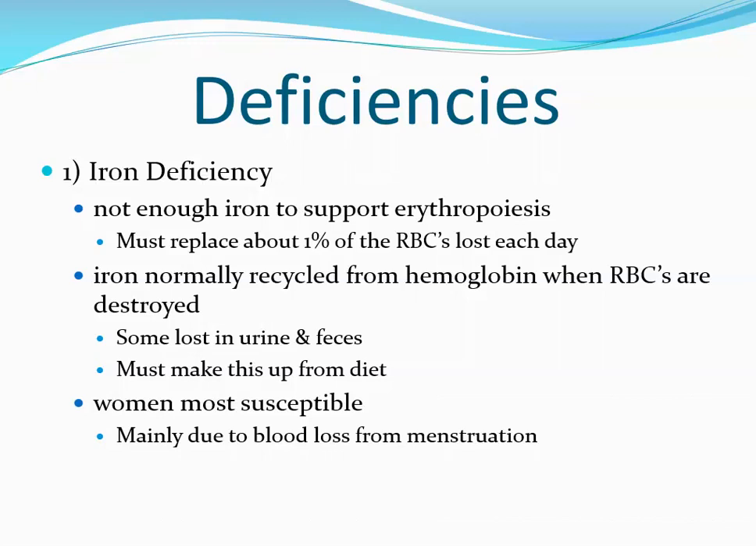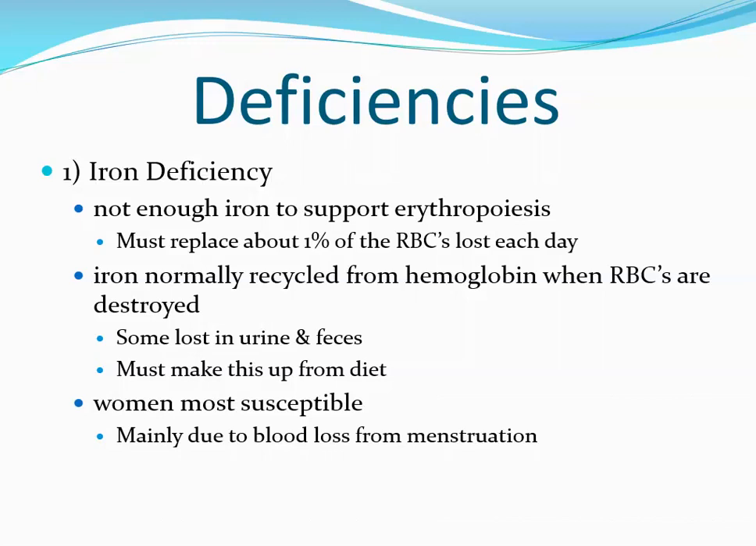Another cause of anemia is due to dietary deficiencies. These would be deficiencies that result in impaired erythrocyte production. One of these nutrients is iron. This would result in iron deficiency anemia. This form of anemia results when there is not enough iron to maintain erythropoiesis.